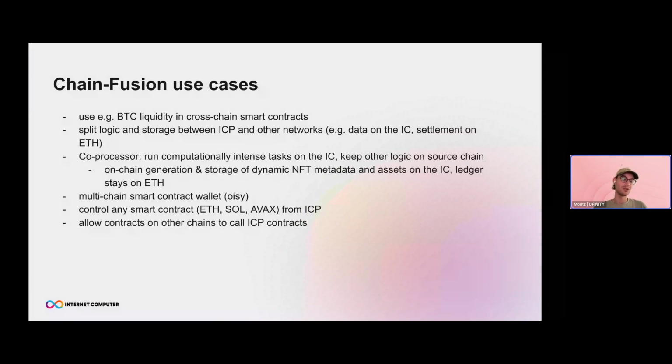Maybe as of now, you already ask yourself, okay, chain fusion, fuse together different chains. What does this do? What can I do with that? And that's why we have this slide to give you a bit of an idea what's possible with this. So for example, you could use Bitcoin's or any other L1's liquidity that supports the signature schemes that we mentioned earlier in cross-chain smart contracts.